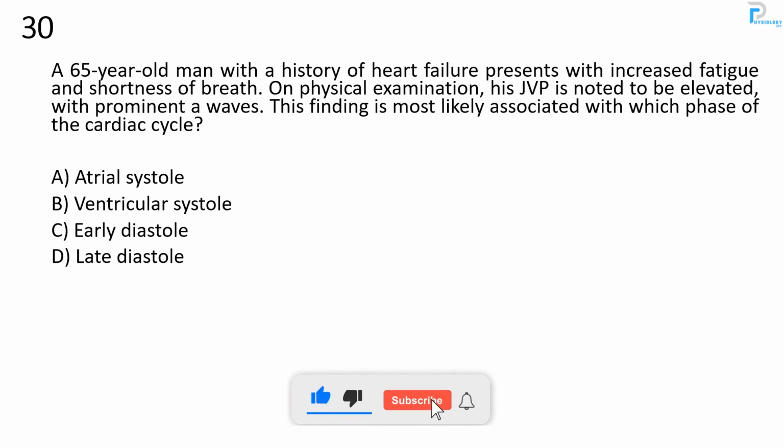So you need to know the jugular venous pulse curve has 3 positive waves and 2 negative waves. The 3 positive waves are A, C, V. And the 2 negative waves, X descent and Y descent. So you need to know which of each of these waves happens during which phase of the cardiac cycle.